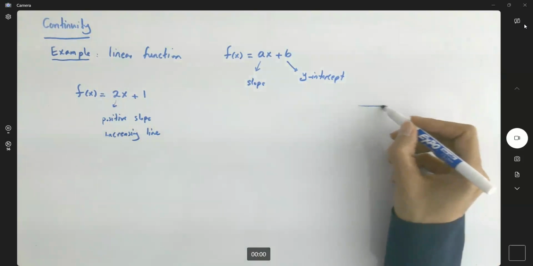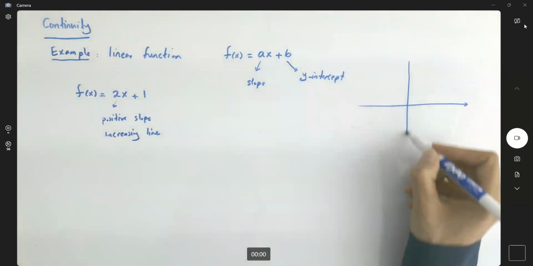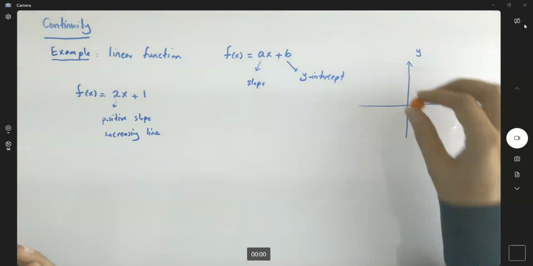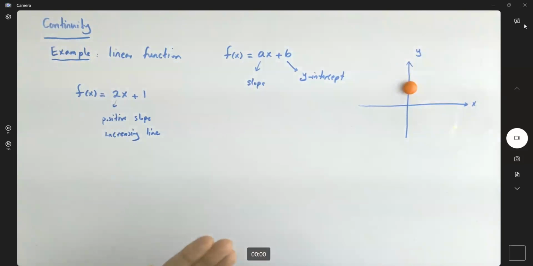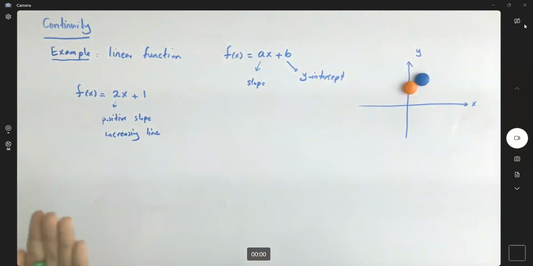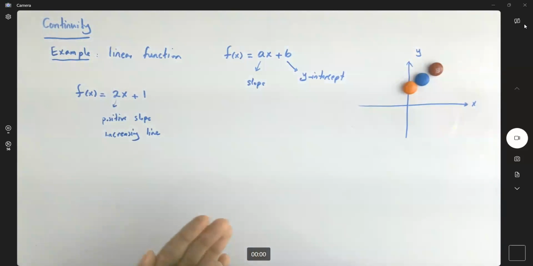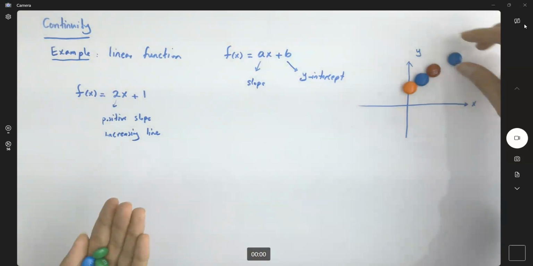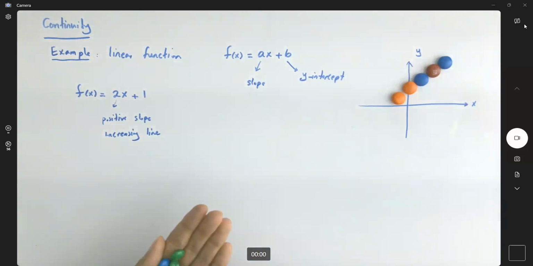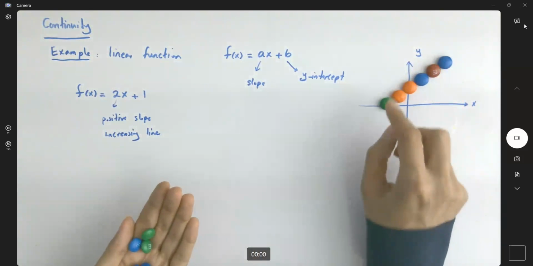If you want to, for example, graph this function, x-axis, y-axis, the function behaves like this. It passes through the y-axis at 1, because the y-intercept is 1. And it passes through the x-axis at negative a half. It's the behavior of your function.